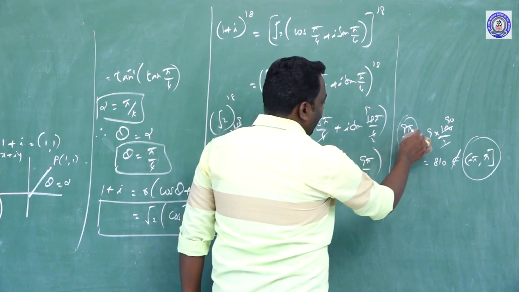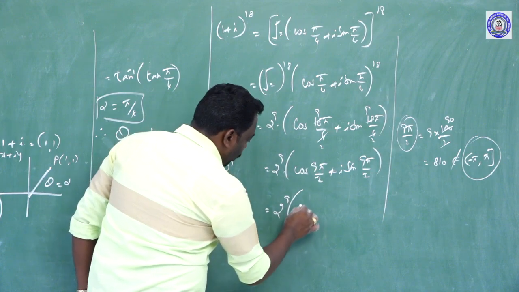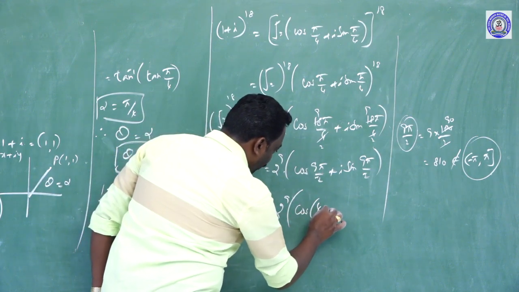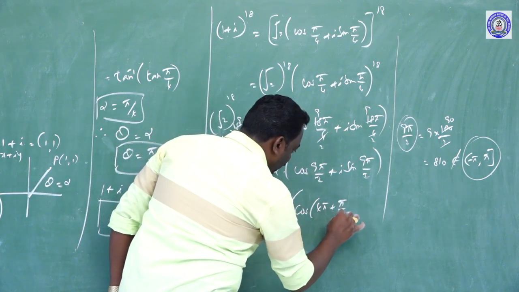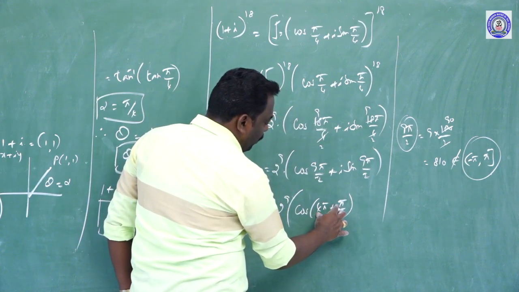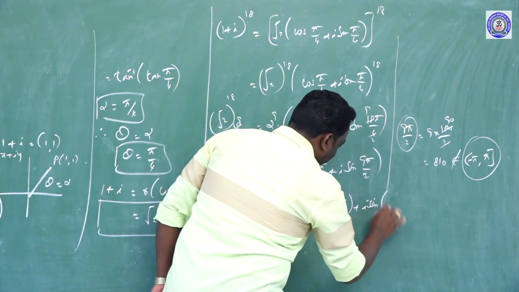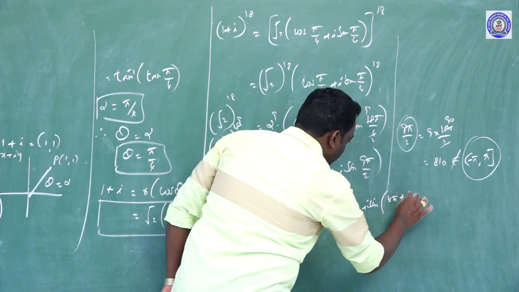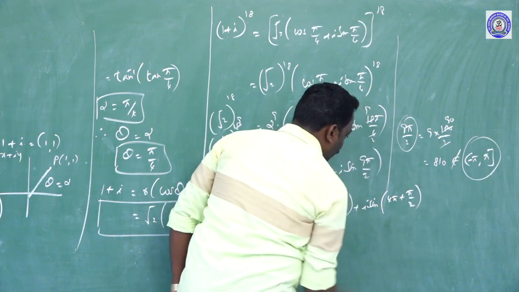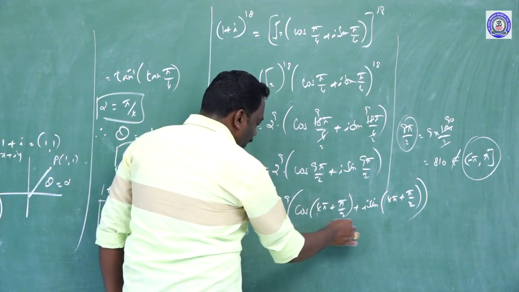Therefore we convert 9π/2 as what? That is equal to 2 power 9 into cos(4π + π/2), so just multiply 2 fours are 8 plus 1, it is 9, plus i into, similarly, sin(4π + π/2). Understand? So now we have to calculate this term.